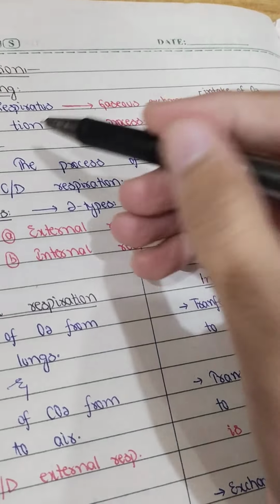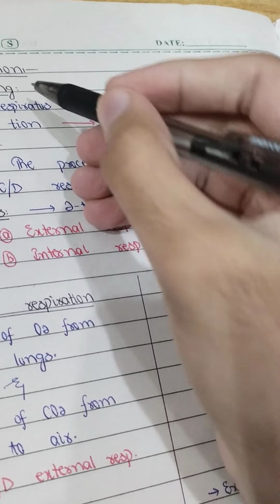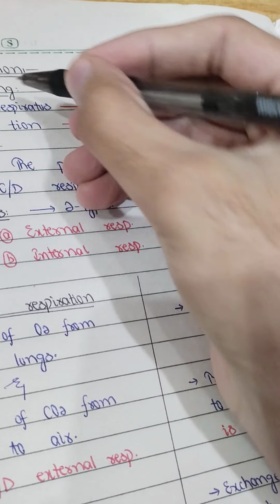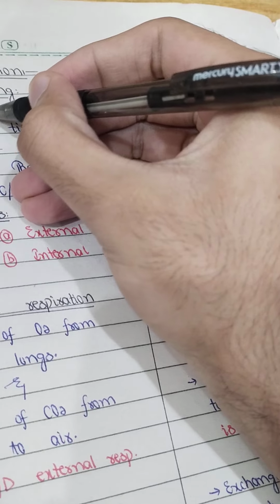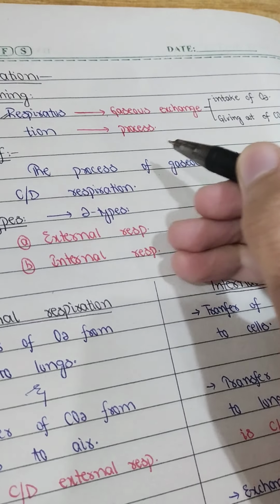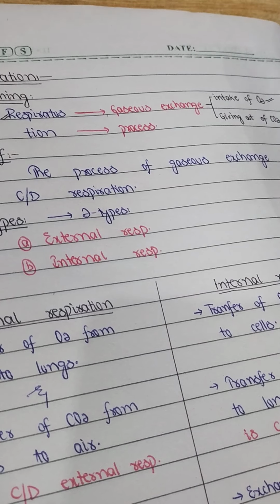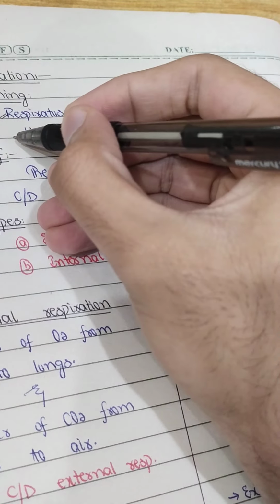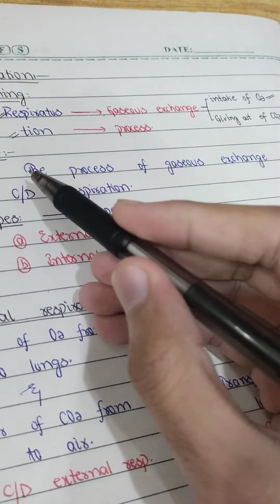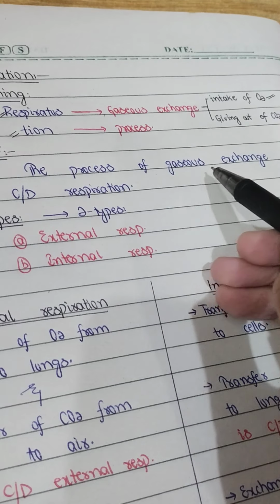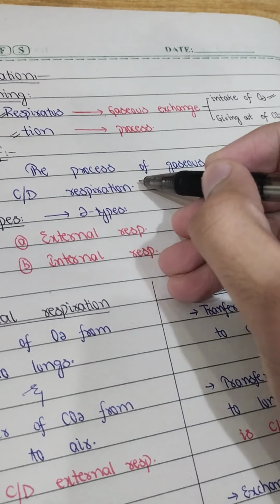Bismillahirrahmanirrahim. Today our topic is respiration. The word respiration is derived from two words. Respiratus means gaseous exchange, that is intake of oxygen and giving out of CO2, while shen means process. So the definition is: the process of gaseous exchange is called respiration.